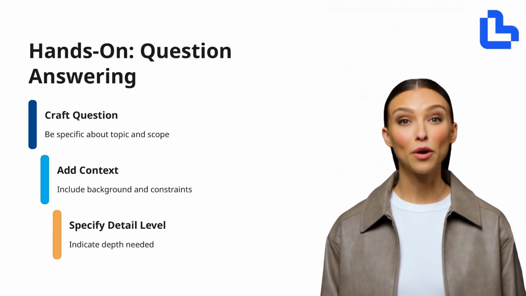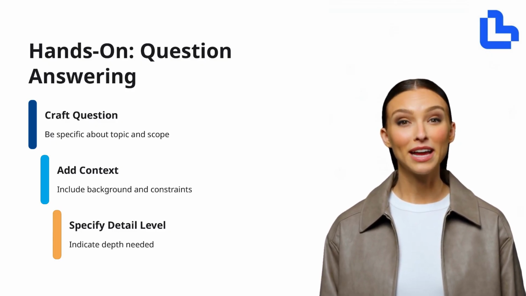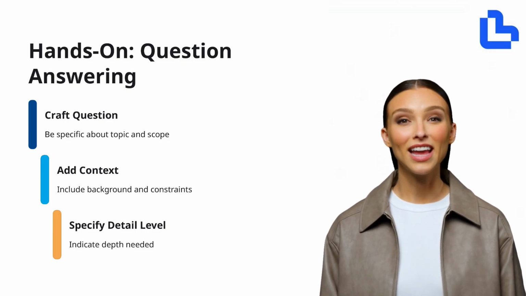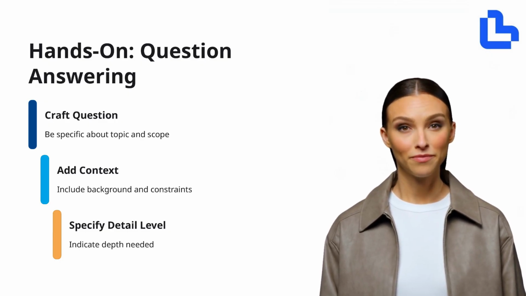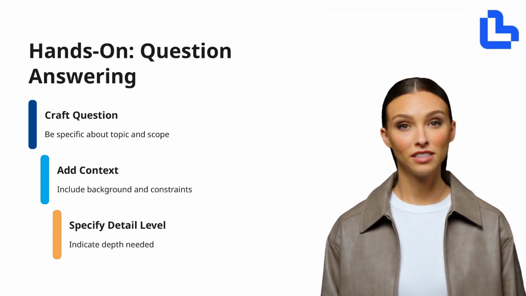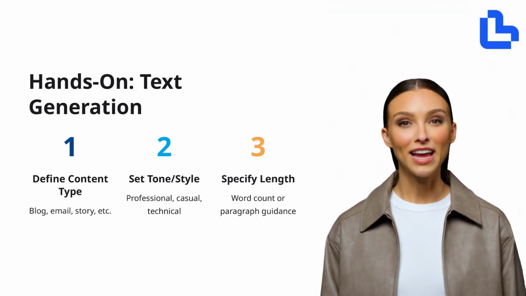Let the AI know how deep to go. By combining a well-formed question with rich context and clear expectations, you'll get answers that are not only accurate but also actionable. This is where prompt engineering really starts to show its value, turning generic AI responses into insights that drive product decisions.